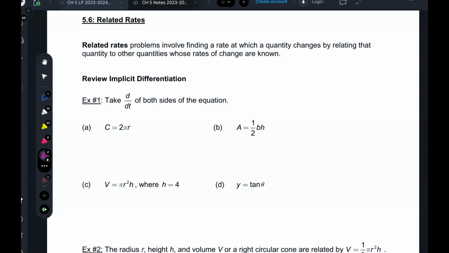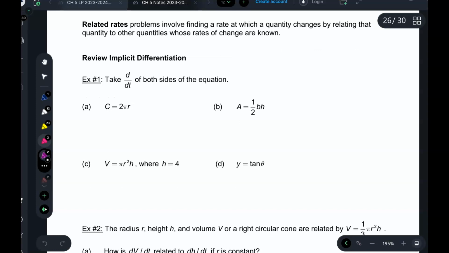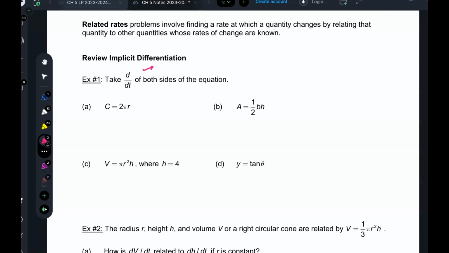So this entire lesson is going to involve implicit differentiation. Don't worry, we're going to do some review of that. And we're always going to differentiate with respect to t, standing for time. So if you see d dt, this is the derivative of whatever with respect to time. Okay, so we're looking at how something changes over time.